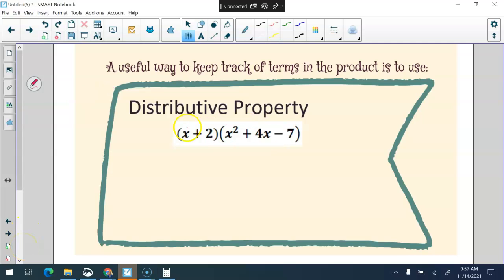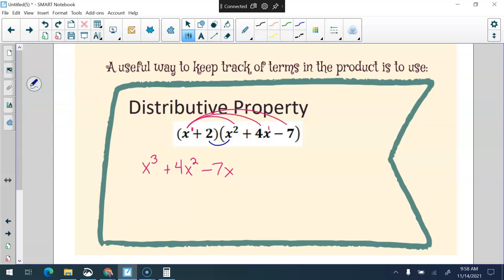So here we go. X times x squared is x to the third. We have to add our exponents, and there is a 1 there. X times 4x is 4x squared. Then we have x times a -7, which is -7x. Now it's time to distribute the 2 to each one of those.